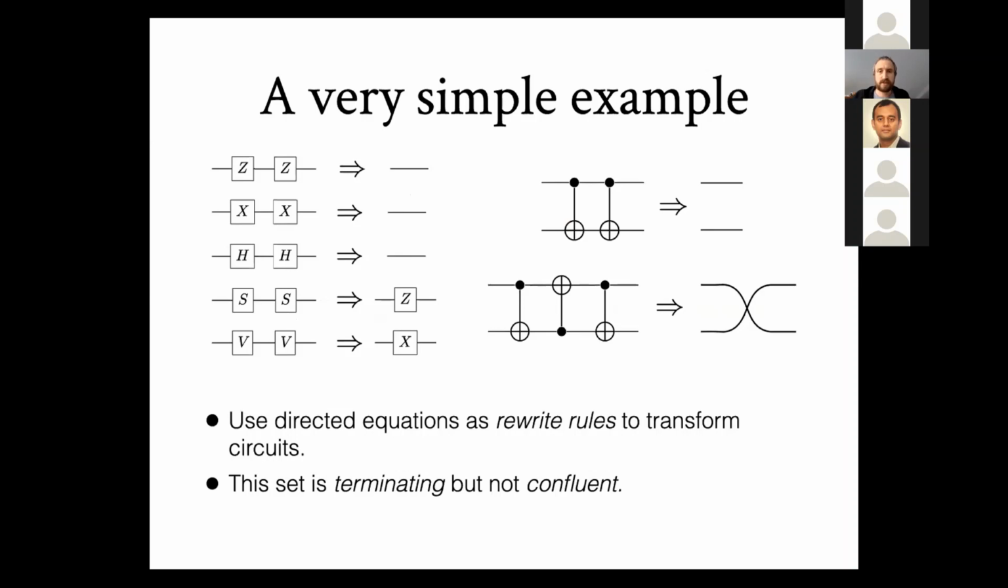So here's a very simple example of a rewriting system. So if I look to the left, you can see some very simple rules. For example, if I apply the Pauli Z gate twice, that's the same as doing nothing. So if I receive ZZ in my circuit, I should just replace it with a wire. On the right-hand side, you can see if I do 3 CNOT gates in this contrapositive orientation, that's equivalent to doing a swap gate. So if I see 3 CNOTs like this, I might want to replace them with a swap.